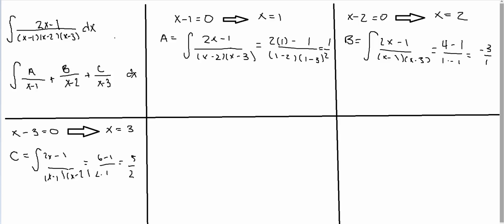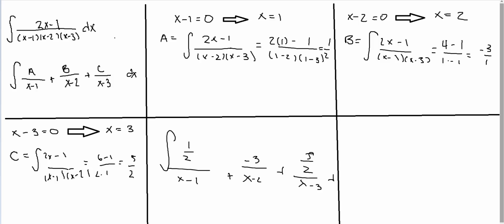Okay. So now we're going to take the integral of this function, (2x - 1), put in our A, B, C values, plug in our values, and we get (1/2) over (x - 1) plus negative 3 over (x - 2) plus (5/2) over (x - 3) dx.